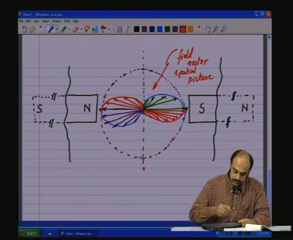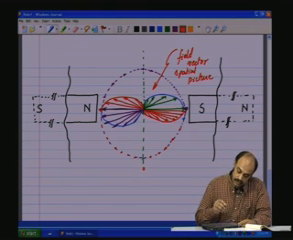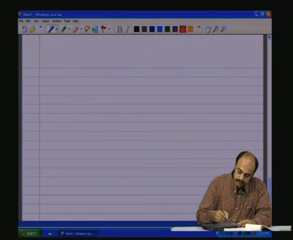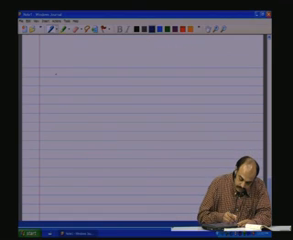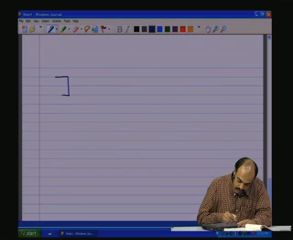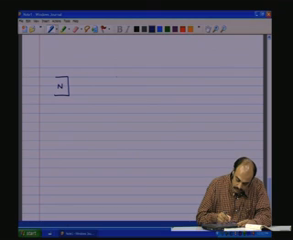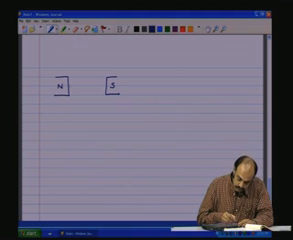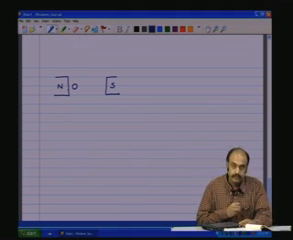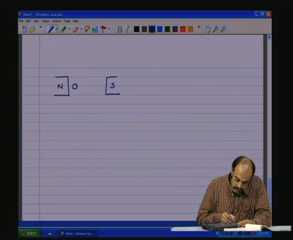Now, let us have a north pole and a south pole, and let me have a conductor. As such there is no current in the conductor.